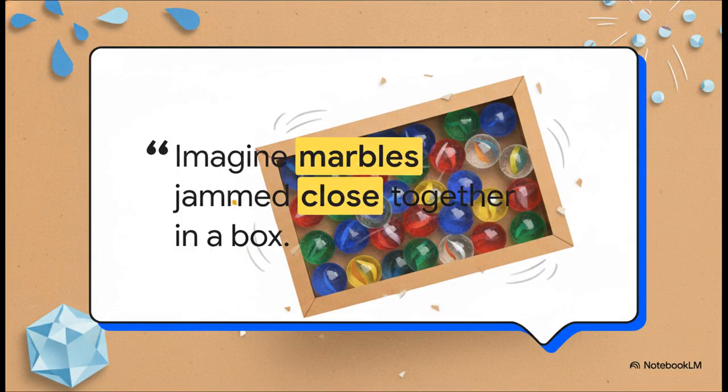To really visualize this, I want you to imagine a bunch of marbles jammed incredibly close together in a tiny box. Now, if you give that box a little shake, the marbles might vibrate and rattle against each other, right? But they don't actually change their positions or swap places. They're stuck. That rigid, locked-in structure is exactly why a solid holds its specific shape.